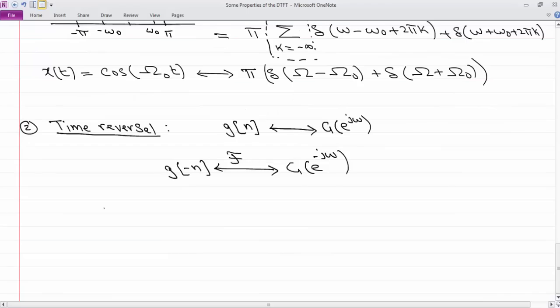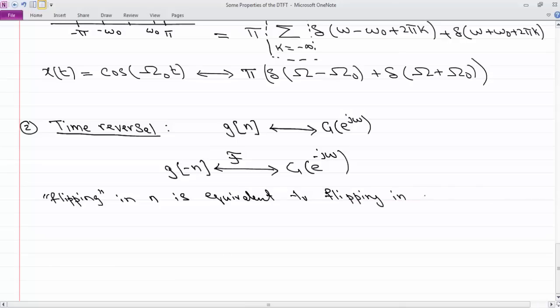Okay. So what this means is that flipping in n is equivalent to flipping in omega. And in particular, if you have a real valued, let's say, an even function, right, you flip it, you are going to get back the same function. And if you look at the Fourier transform of that, you are going to get back the same Fourier transform. So those are some of the little tricks you can play. But basically, it explains what happens when you flip a time domain signal, what are the changes that are happening in the frequency domain.